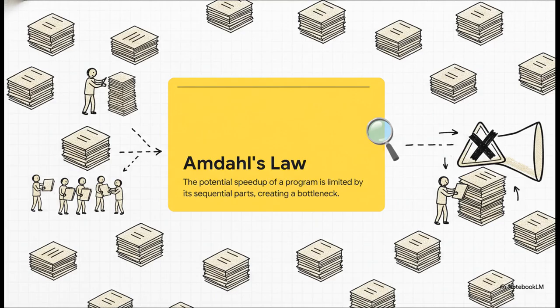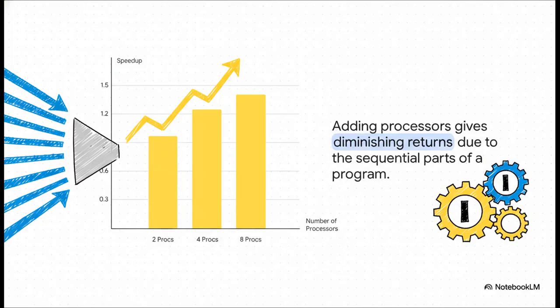Imagine you and a bunch of friends are trying to find one specific index card in a giant pile. The actual searching part, that's parallel. Everyone can grab a stack and look through it at the same time. But what about the parts that can't be done in parallel? Like one person has to divide up the pile at the beginning and one person has to collect the results at the end. Those parts become a huge bottleneck. And that's the bottleneck right there in action.